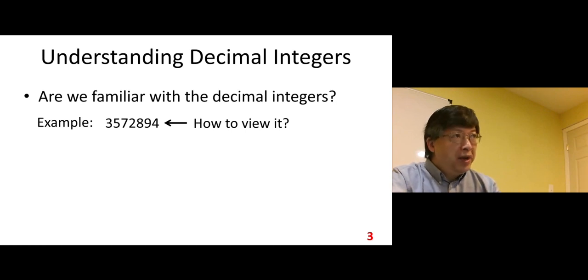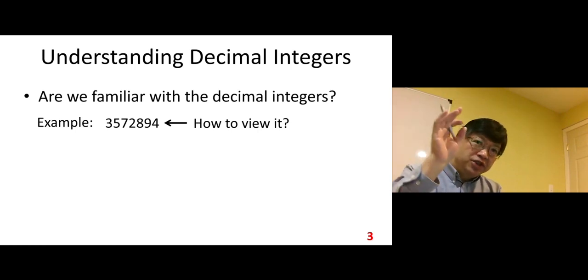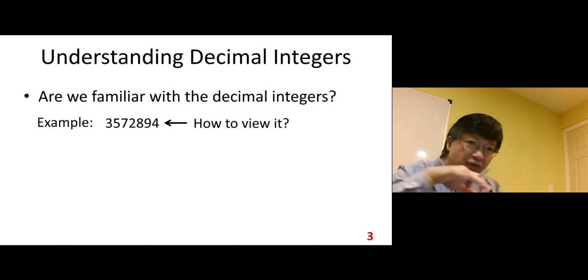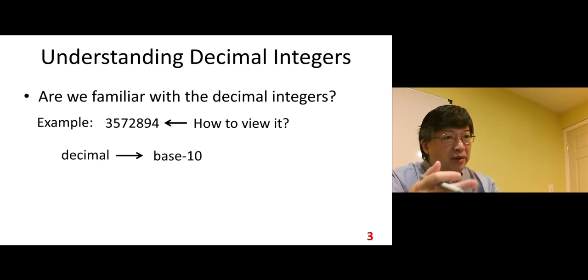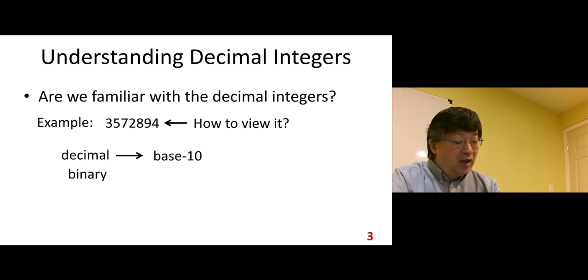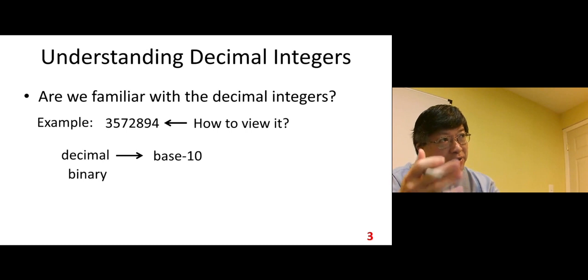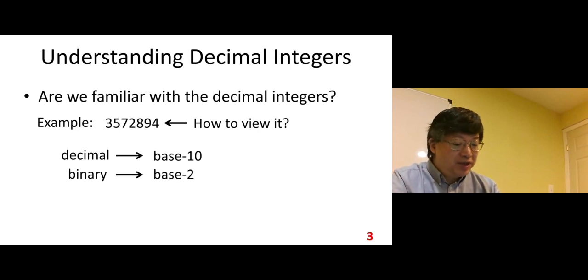Then we have many ways to represent it. For the same integer, we have many different ways to represent it. For example, the most commonly used way is the decimal, base 10 representation. Another less commonly used, but still used a lot, is binary representation. That's the base 2 representation.